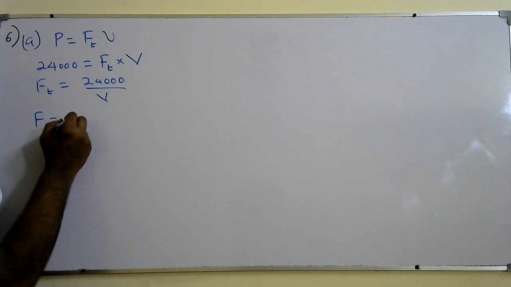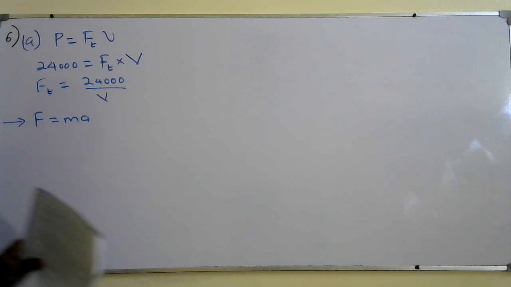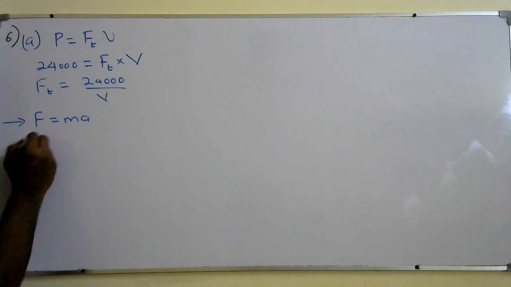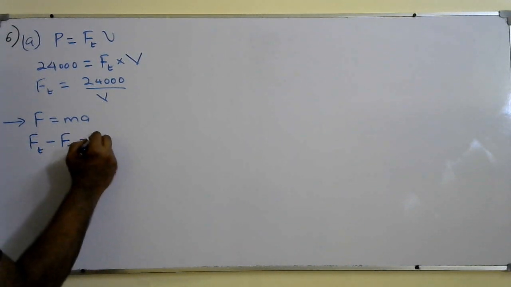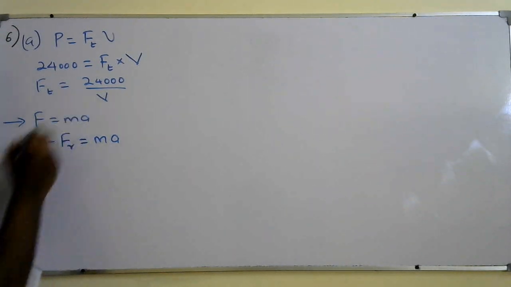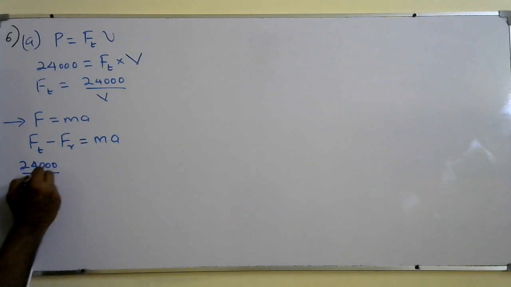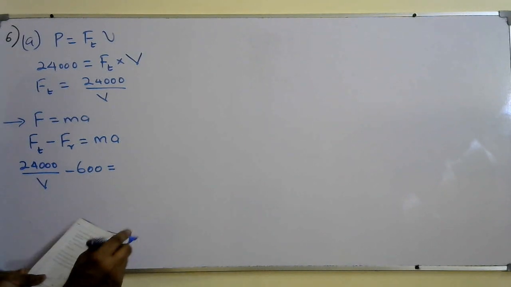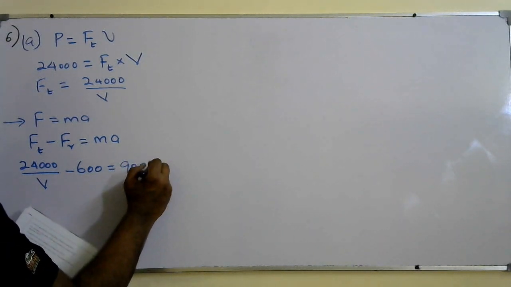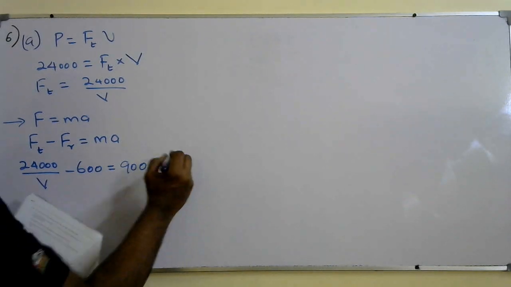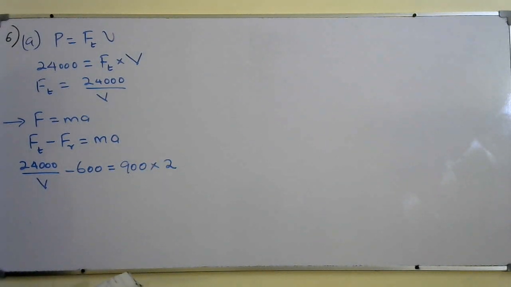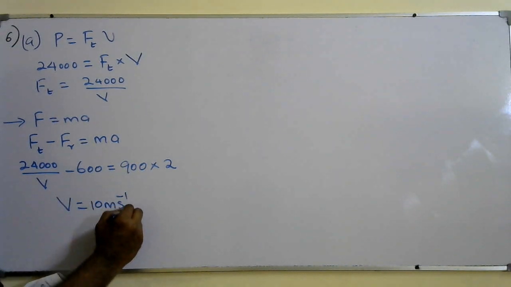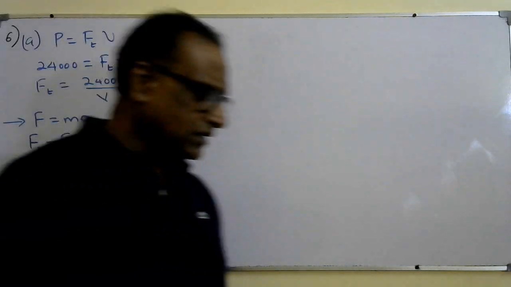F equals ma we are going to write along the direction of acceleration. There will be two forces, one is the forward thrust and the other one is the friction. So Ft minus friction Fr is equal to ma. So 24,000 over v minus friction, which is given as 600, equals the mass 900 times the acceleration, 2. From this find v, that is equal to 10 meter per second. That's the answer for the first one. Nothing, just substitution.